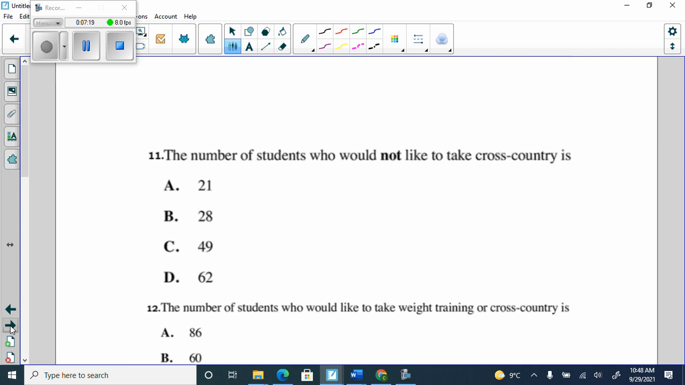Then here it says the number of students who would not like to take cross country. So if you messed up your Venn diagram, all these questions are going to be wrong, right? That's why filling the Venn diagram in is so important.